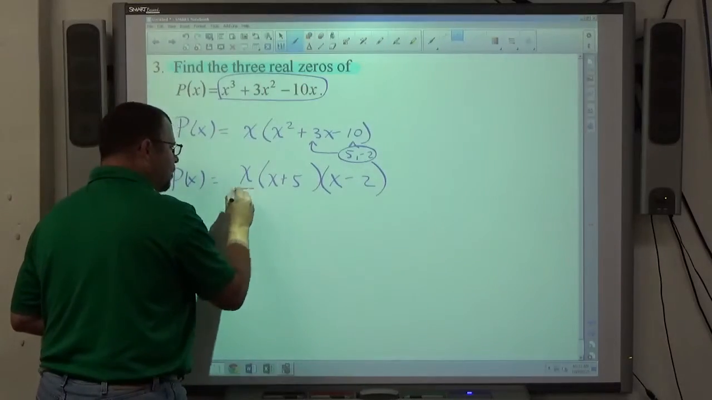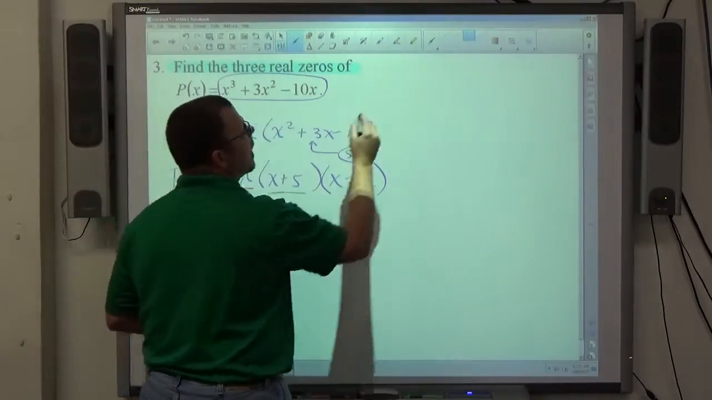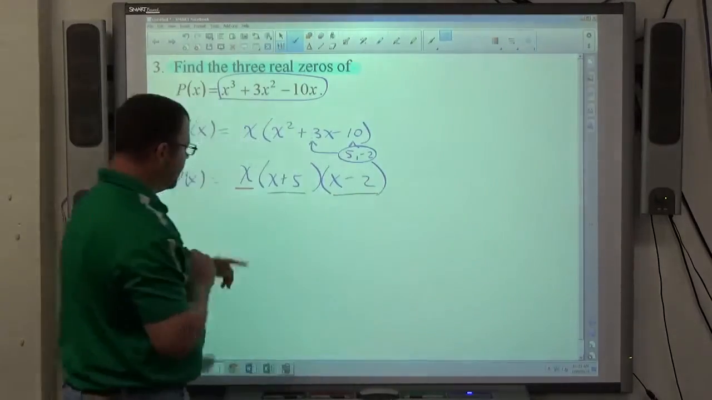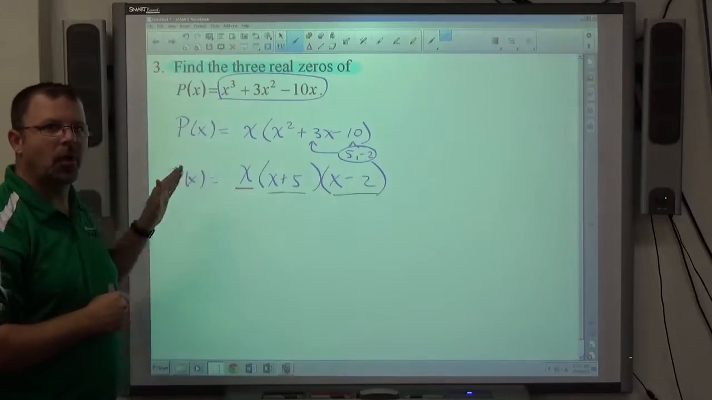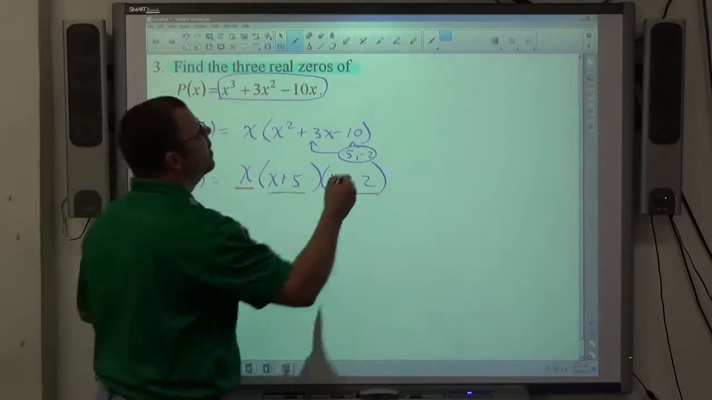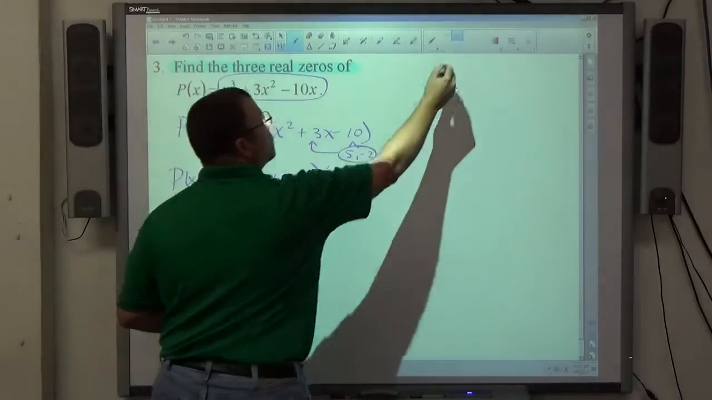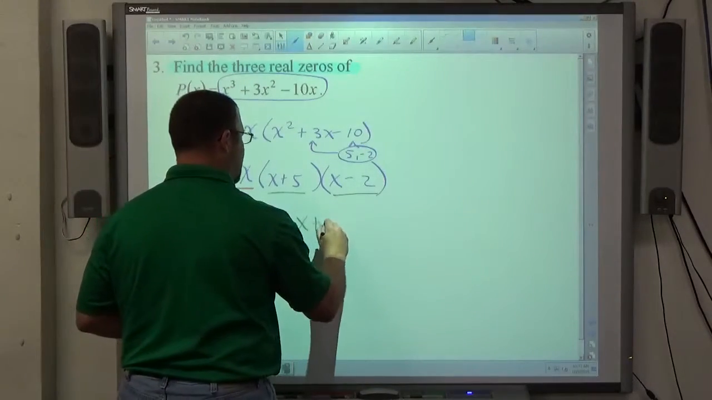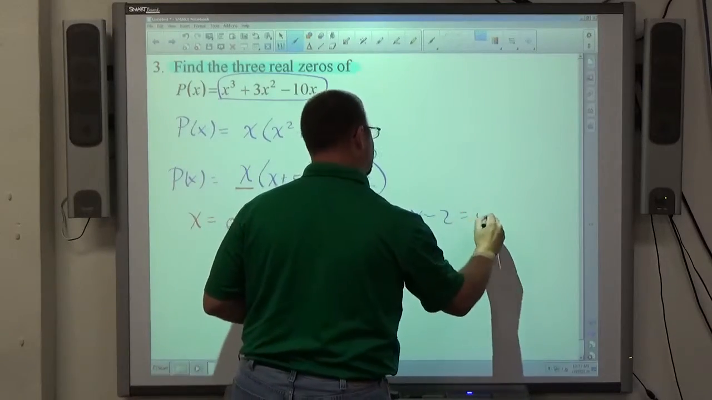Each factor represents a possible answer as long as there is a variable in the factor. And as you can see, x is a variable, x plus 5, x is a variable, x minus 2, x is a variable. All three factors contain x. So to find the zeros, I simply set each of those factors equal to 0. So x equals 0, x plus 5 equals 0, x minus 2 equals 0.